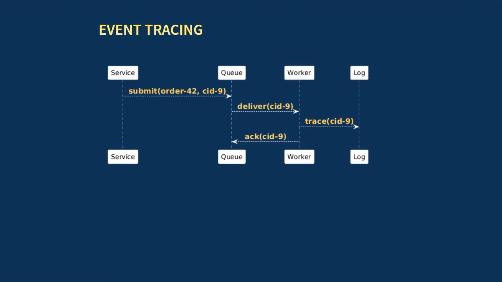Event tracing starts by making one workflow instance followable end-to-end. A correlation ID ties submission, delivery, and acknowledgement together so you can tell whether work stalled, failed, or was never confirmed. Without that ID, how would I know whether the work disappeared or just got buried in the logs? You usually would not know. That is why correlation turns noisy logs into evidence.